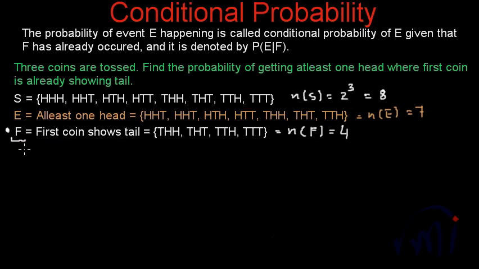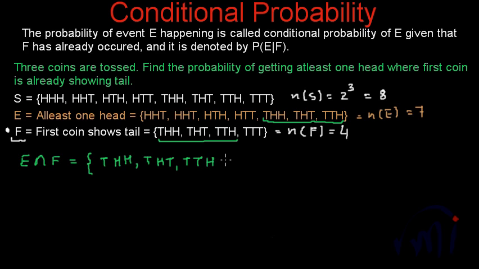If this is the solution space, what are the favorable outcomes of E? The favorable outcomes of set E out of this solution space are these 3. These 3 outcomes are there in set E also. So the set of our favorable outcomes is the intersection of set E and set F, and this has 3 elements. First is THH, second is THT, and third is TTH. These are the favorable outcomes, keeping the condition in mind that the first coin is showing tails.